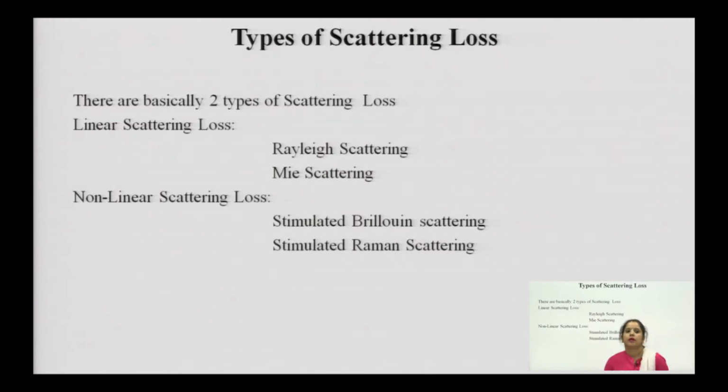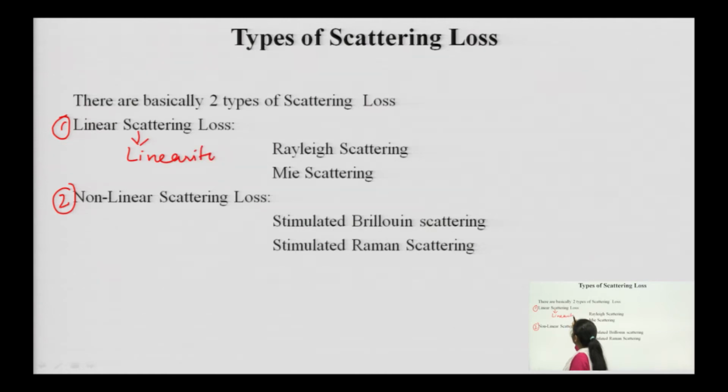Now, back to the types of scattering loss. Basically, there are two types of scattering loss. The first one is linear scattering loss and the second one is non-linear scattering loss. Linear scattering losses are those which follow the principle of linearity, and non-linear scattering losses are those which do not follow the linearity principle.